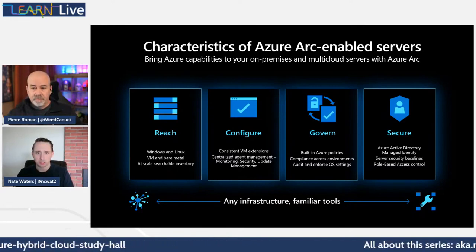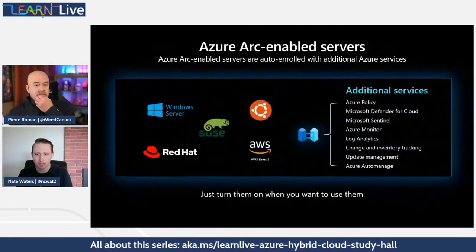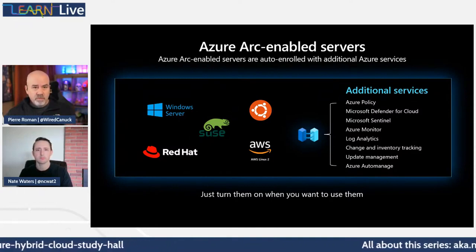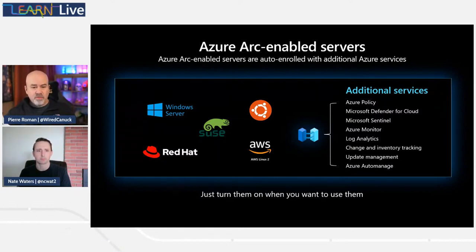Yep. So, do we want to move on, Pierre, to talk about where Arc-enabled servers run, and then we can start getting into our Learn module here? Absolutely. So the Arc-enabled server, we mentioned it before, regardless of what the machines are. Currently we support Windows servers, multiple versions, SUSE Linux, Red Hat, Ubuntu, and of course, AWS Linux. All of those OSs will be able to take advantage of services such as Policy, Defender, Sentinel, Monitor, Log Analytics, and so on. So there's a number of services that we can deploy once you've identified and Arc-enabled your servers.